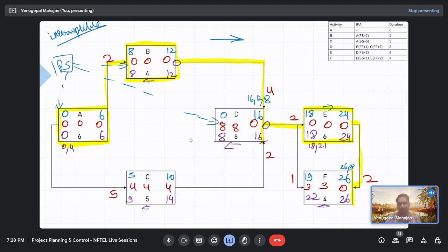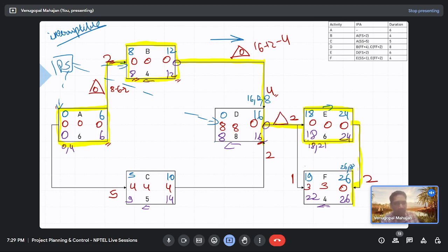So what other values do you have to calculate? You have to calculate relationship float. Relationship float, I will be showing in triangles near the relationship. So for this activity, 8 minus 6 minus 2, 0. What about this? 16 minus 12 minus 4, 0. So you can say that if it is on the critical path, relationship float would be 0 if the relationship is critical.